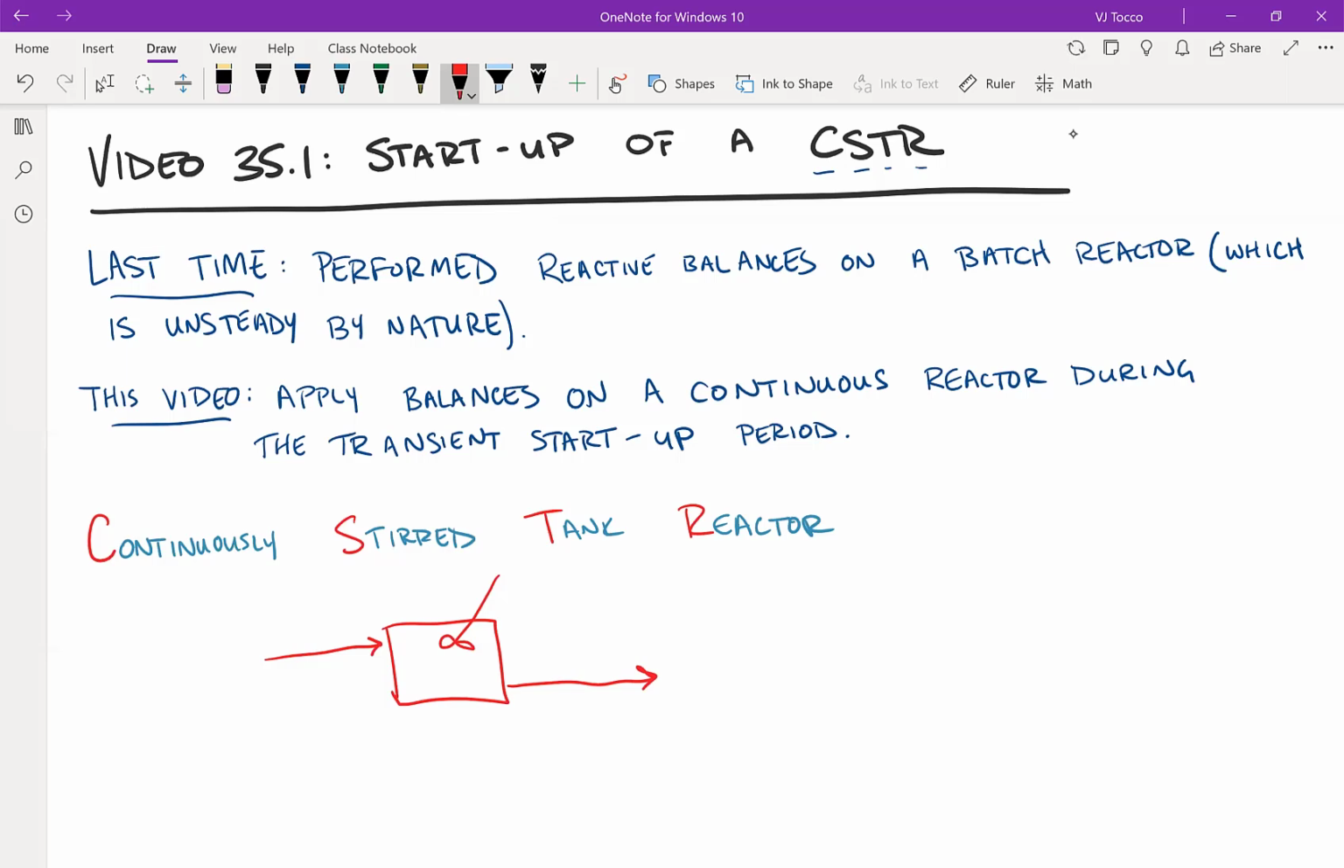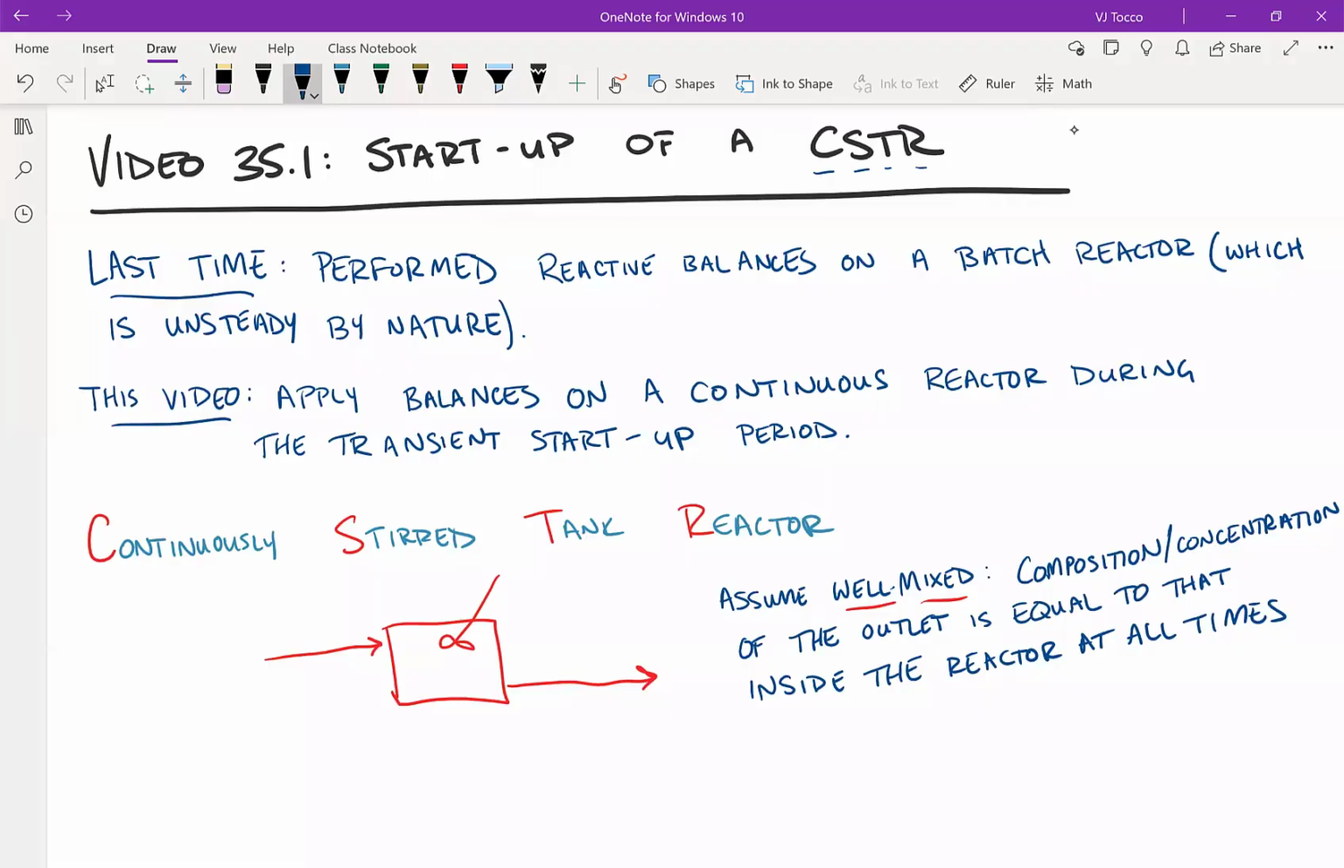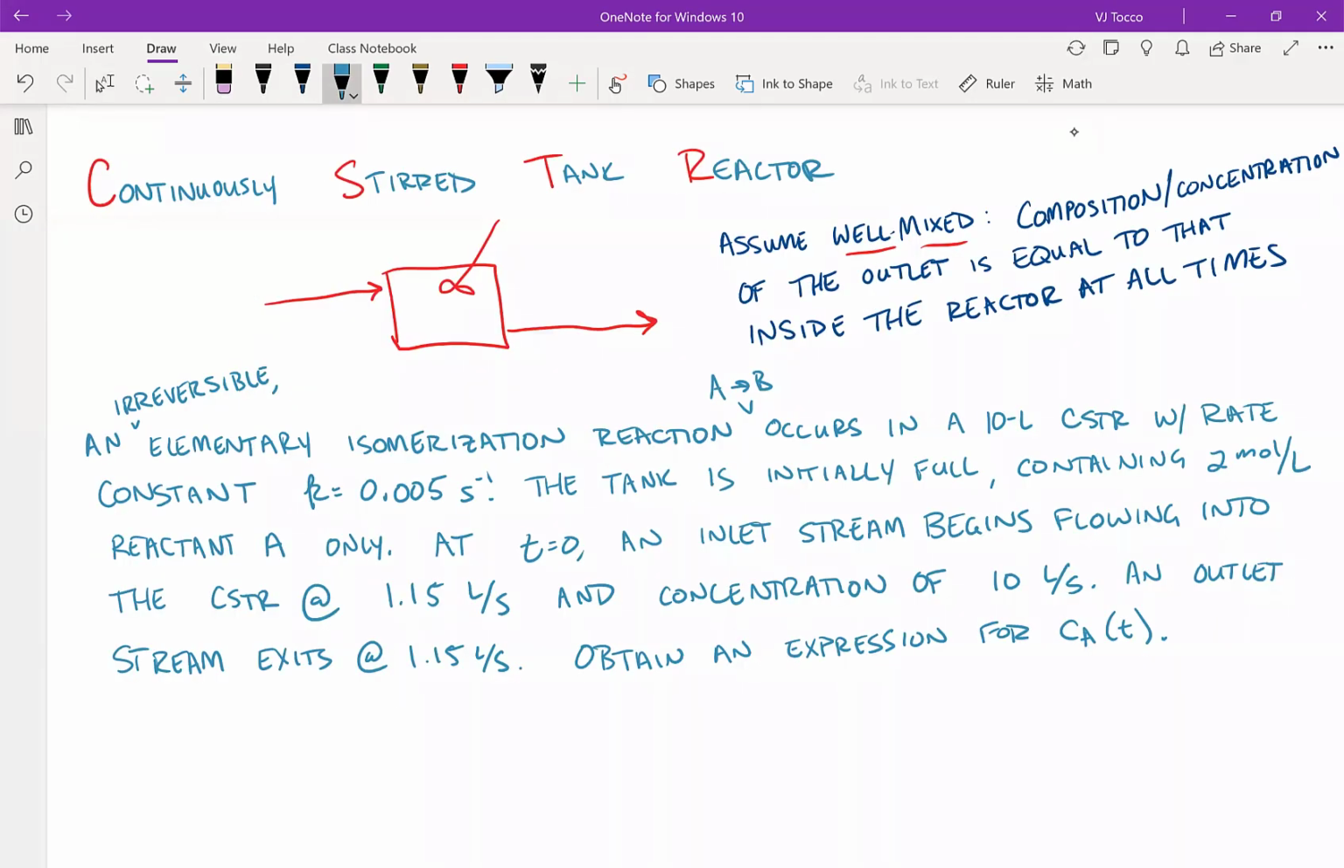The continuously stirred part is an important part, and what this means is that we can apply the well-mixed assumption. So remember I said that the well-mixed assumption means that the concentration or the composition of the outlet stream is going to be equal to the composition inside the reactor at any time t. So we've seen this assumption before, and now the only difference is that this will be happening inside of a reactor, so we'll have a reaction to account for as well. So again, the best way to learn about this is to just look at an example problem.